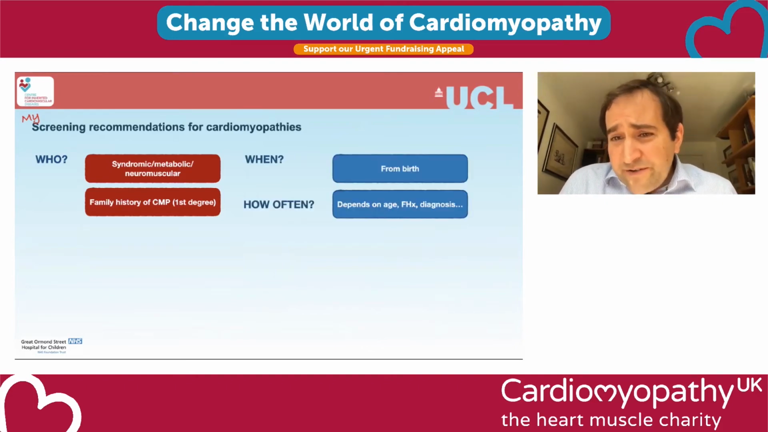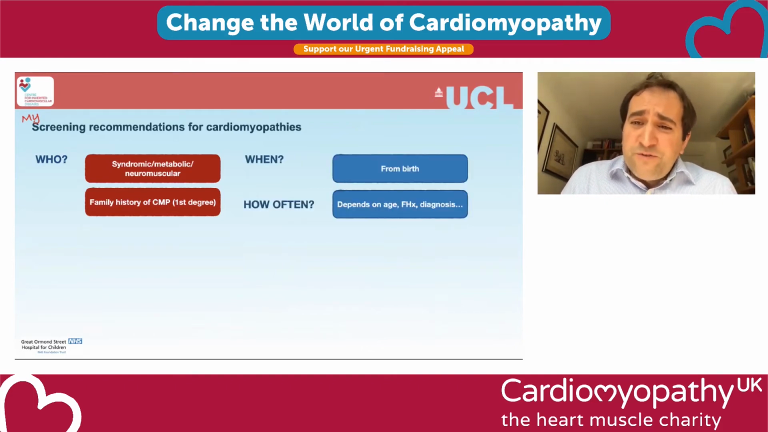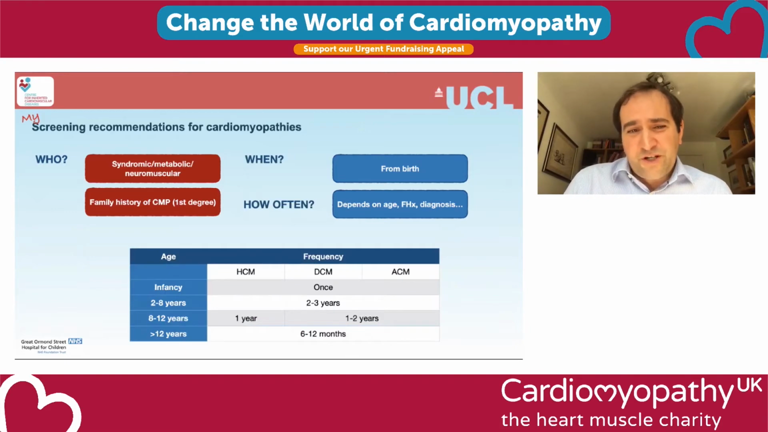We start from birth, and how frequently, how often we do the screening really depends on the child's age, on what the family history looks like, and also on the diagnosis. But essentially, we see them relatively infrequently, so every 2 or 3 years for the first few years of life, and then every year or so from the age of 8 onwards. And then sometimes, depending on the family history, we might see them even as frequently as twice a year during the teenage years, but certainly once a year during that period.